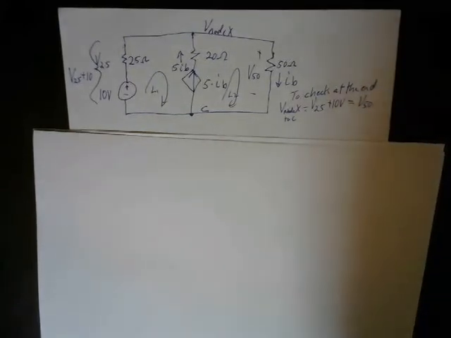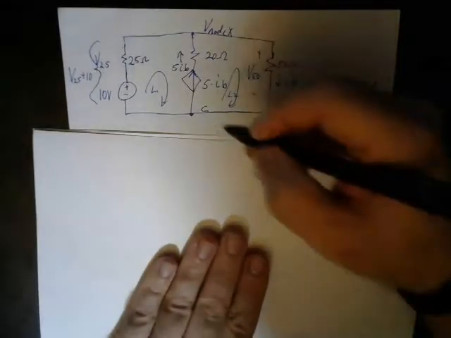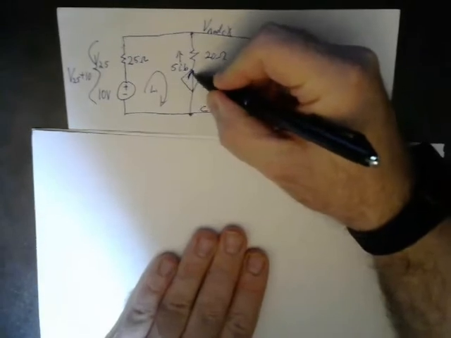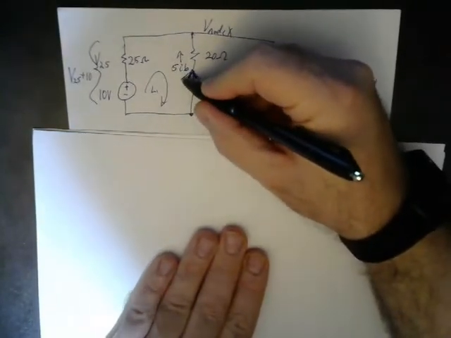Hi, this is Dave Liebel, and I'm going to do a second example of a dependent source. This is going to be a dependent current source. So that's a current source there. There's an arrow drawn inside of a diamond.